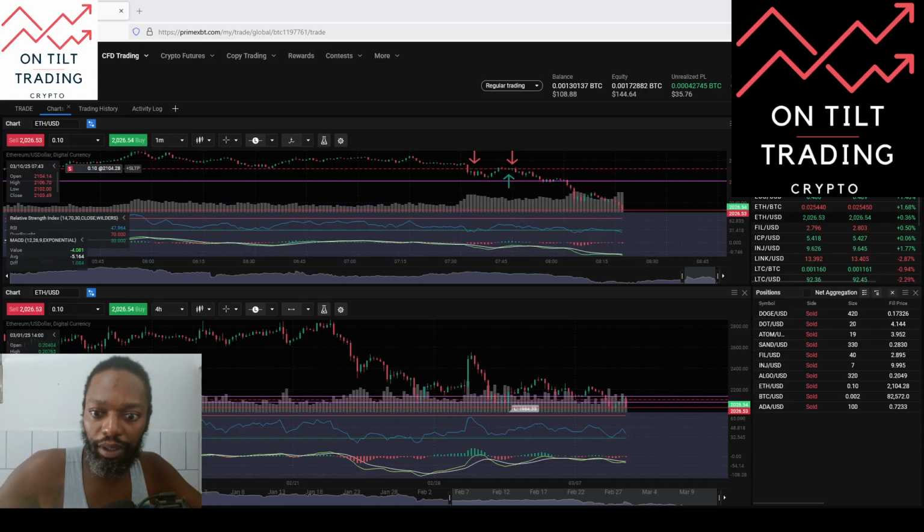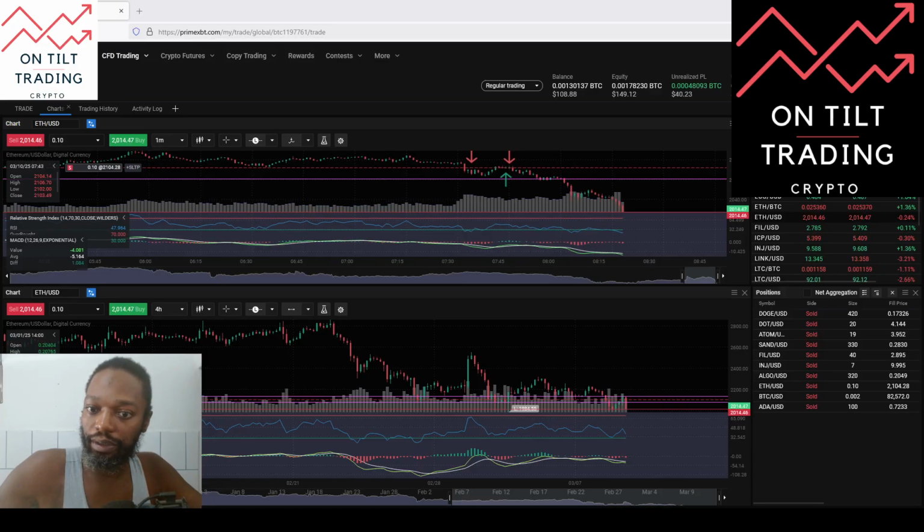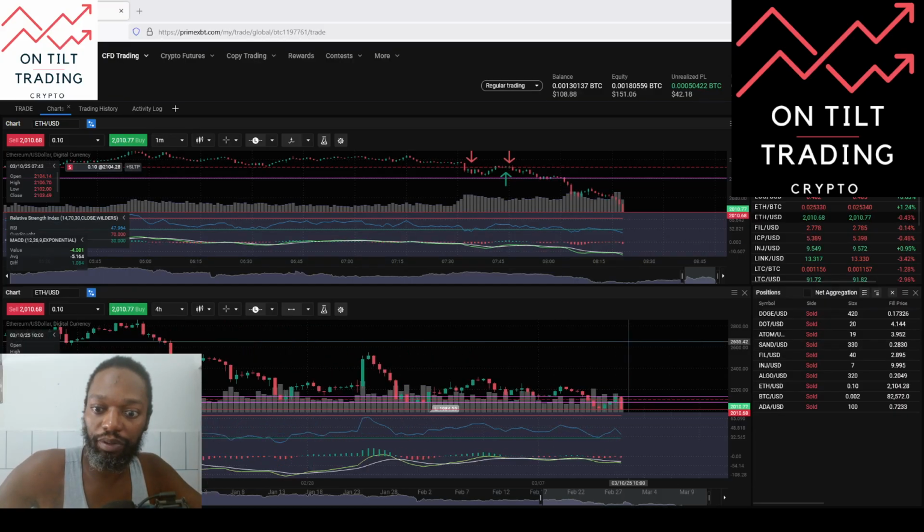Let's see. I'll break down my entry here. To put my charts into perspective, these are candlesticks. This is a volume profile. This is an RSI, a relative strength indicator, and down here this is a MACD. So I use these to trade off of. And then these purple lines that you see here and down here, these are Camarilla pivot points.